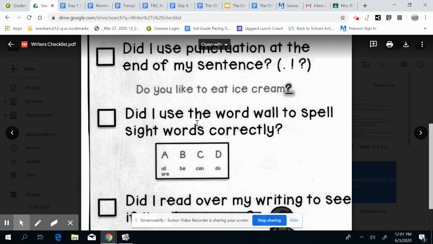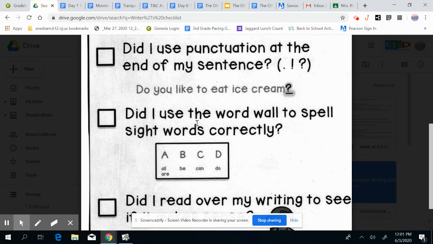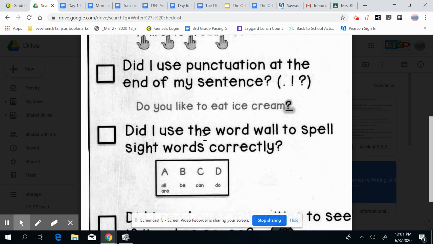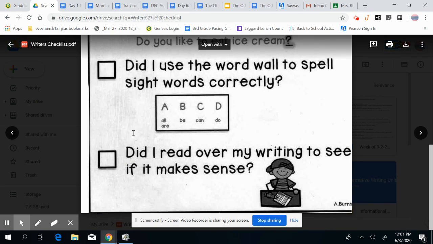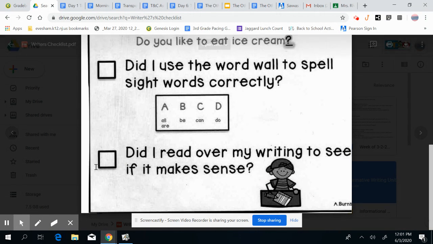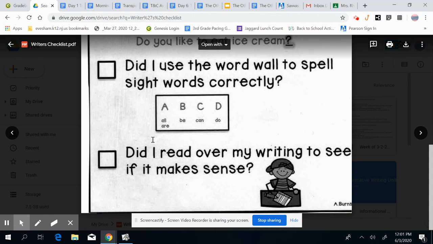Did I use the word wall to spell sight words correctly? You can't see our word wall right now, but the typical normal words that you should be able to spell, did you spell them correctly? Of course, will there be spelling mistakes in your writing? Yes, there might be, and that's okay as long as you listen to the sounds that the word makes and wrote down the sounds that you hear, and it's mostly accurate. And of course, now on the Chromebook, there is spell check you can use as well.